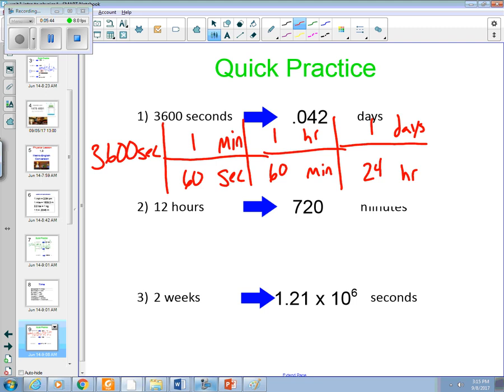Okay, so let's go through this. Everything should cancel out except for days. So seconds cancels out, minutes cancel out, hours cancels out. You're left with 3,600 times 1 times 1 times 1 divided by 60 divided by 60 divided by 24. And you should end up with 0.042 days. Awesome. The only thing that I want to point out is when you get to number 3 and you have something that's in scientific notation, be careful and put things into parentheses. It'll make your life easier.